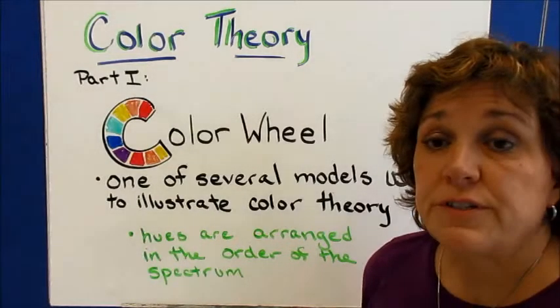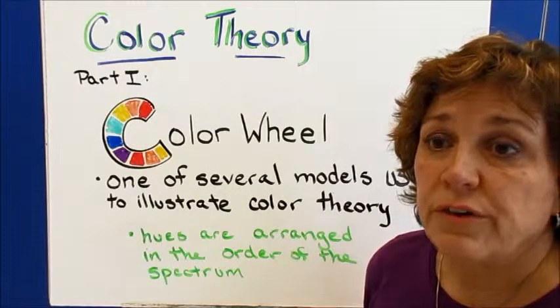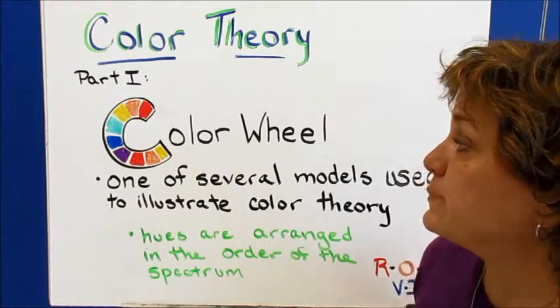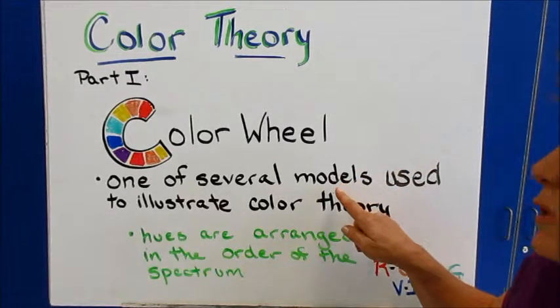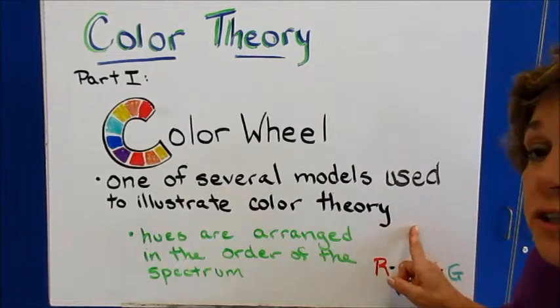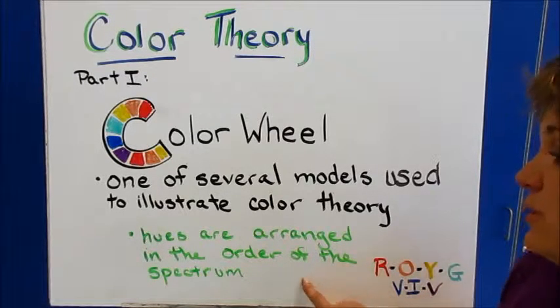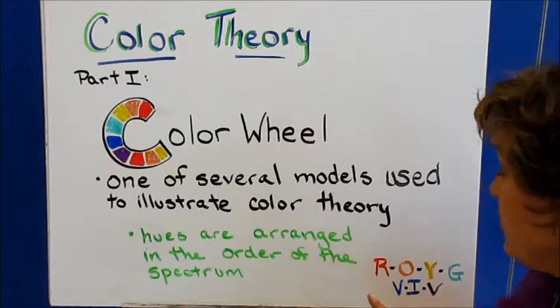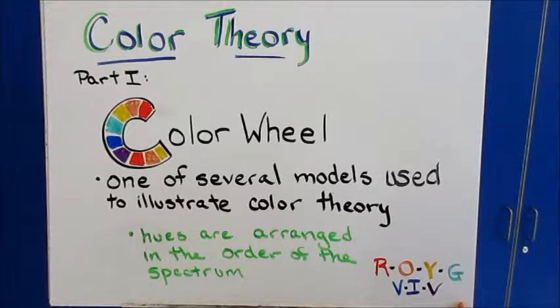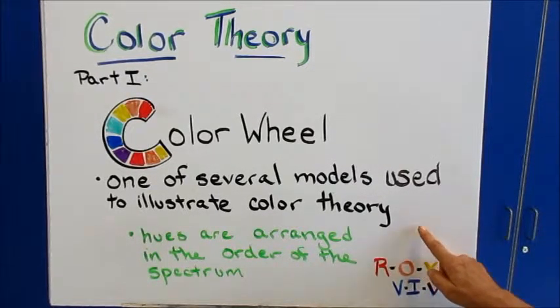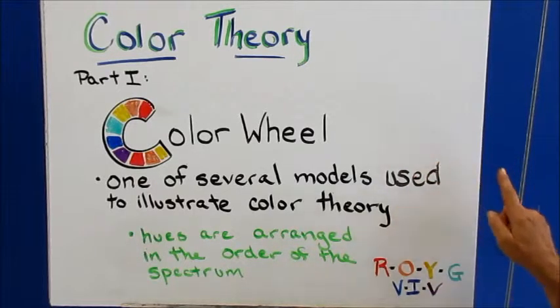This is the first of a series of lessons on color theory. This is about the color wheel. The color wheel is one of several models used to illustrate color theory. Hues in a color wheel are arranged in the order of the spectrum. You remember Roy G. Biv from science class. It's the same order we will find in the color wheel as it goes around the circle.